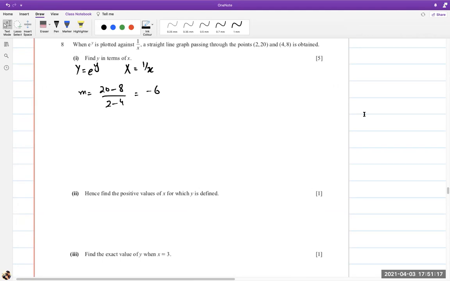All right. So now I have this equation y equals mx plus c. I just pick any simpler point: 8 equals minus 6 and 4 plus c. So this, when I solve it, comes out to be 32. So I have e power y equals m x plus 32.